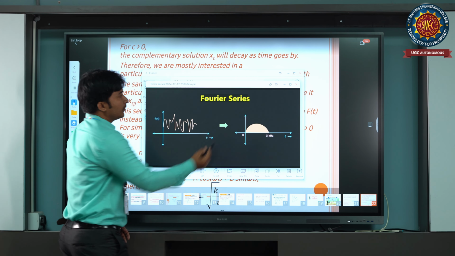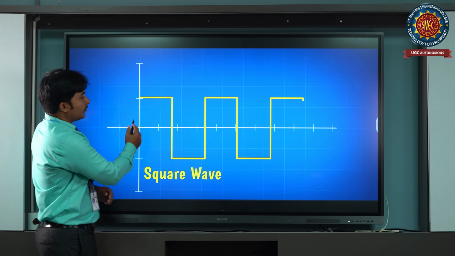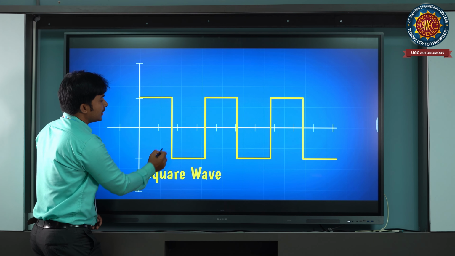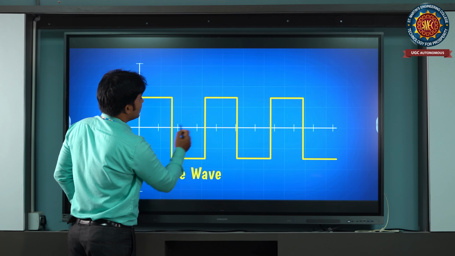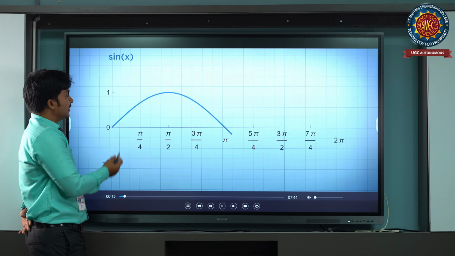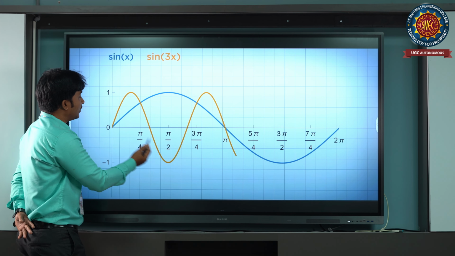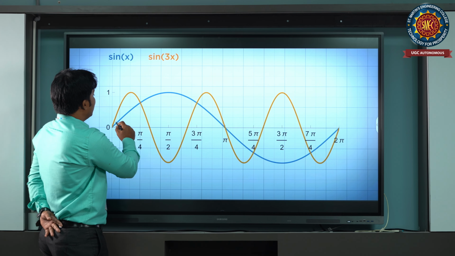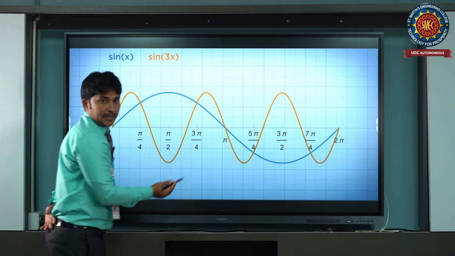this is the video for the Fourier series. This is the square wave. The period is equal to the ups and downs, and the wavelength is the adding of functions. This is the sin x function, and this is the sin 3x function. The period is 0 to 2 pi.